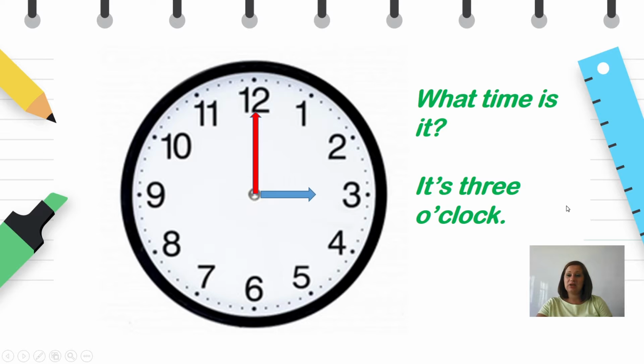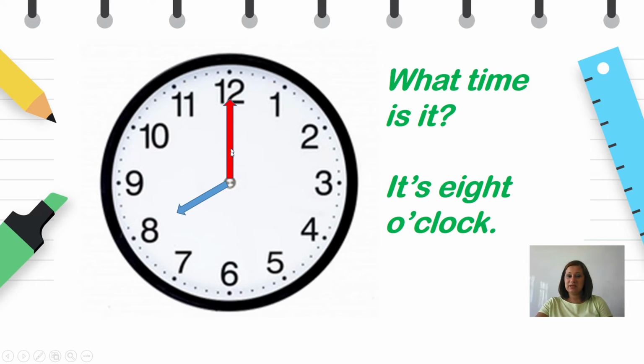It's 3 o'clock. What about here? The big hand again is at number 12, but the small hand is at number 8. So if we ask the question, what time is it? The answer is, it's 8 o'clock.